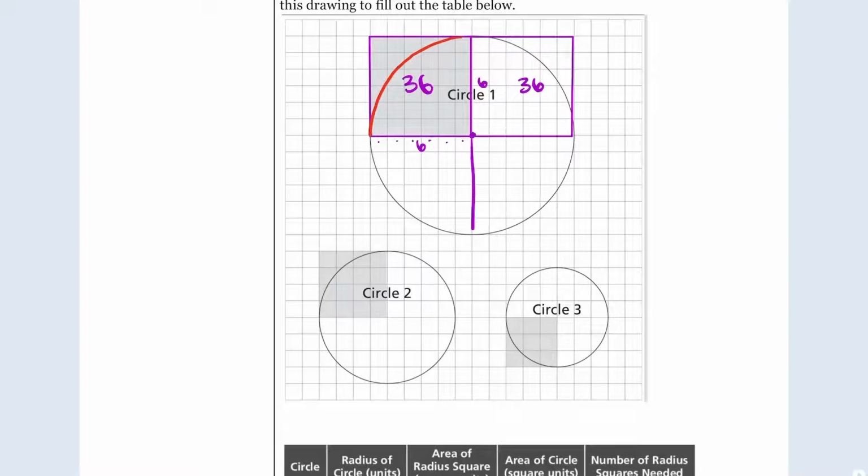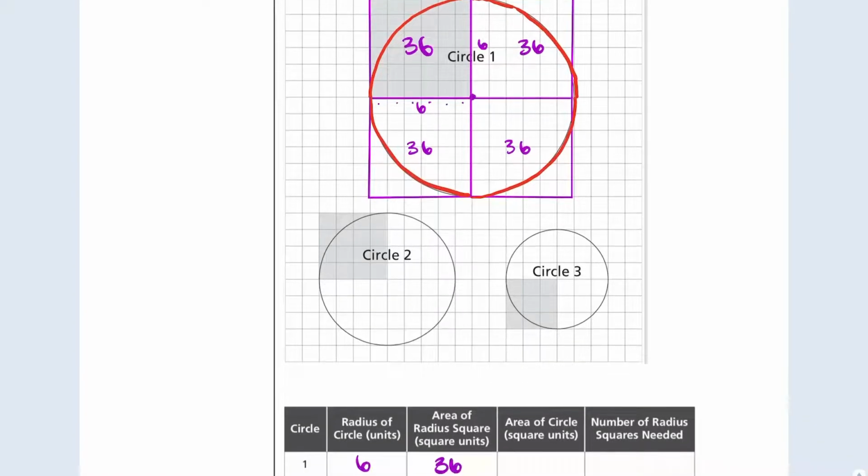I think I can fit, yeah. I can definitely fit more. Now, to spare you guys having to count the actual squares, we're going to do our best to approximate the area here, okay? And again, you guys will notice that it's not perfect, right? These radius squares are not exactly equal to the area of my circle.